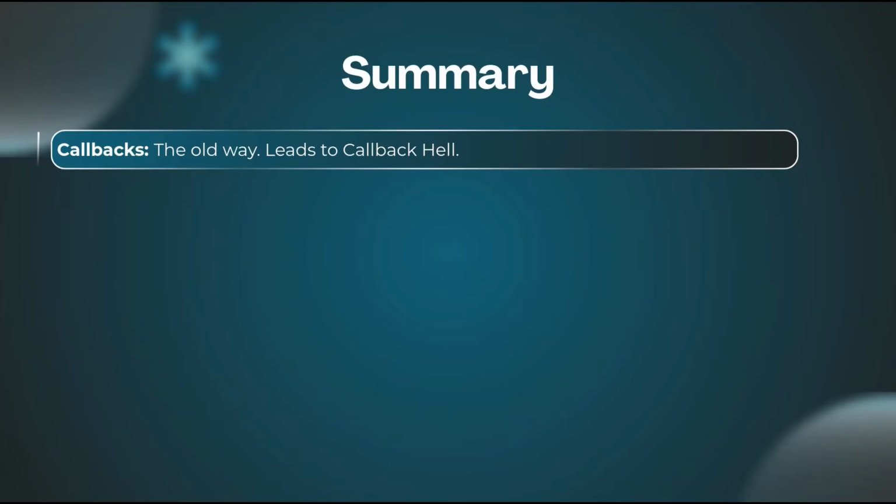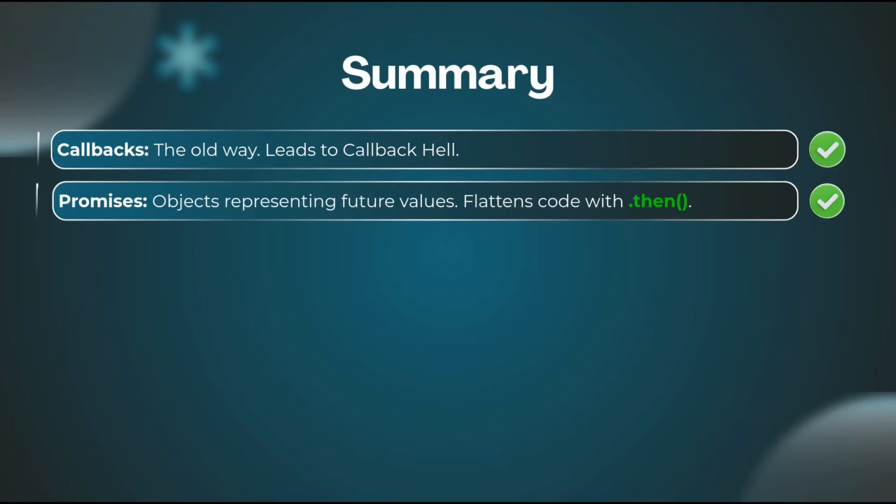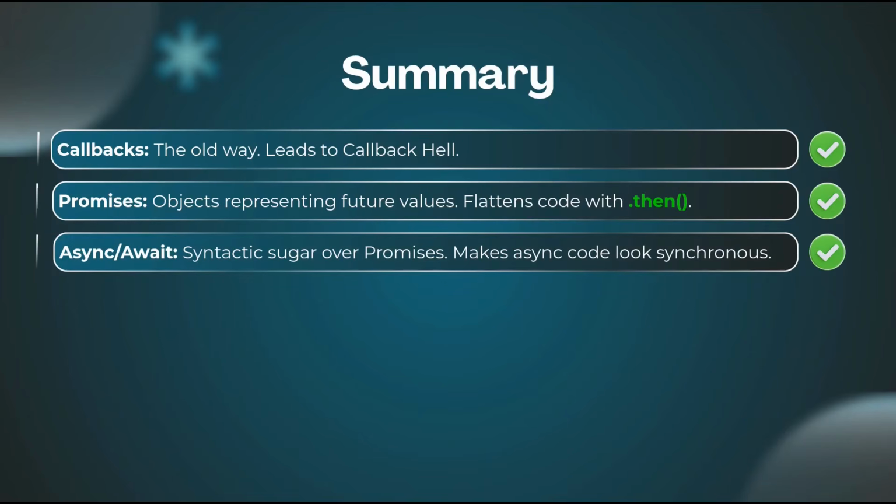So the old way was using callbacks, which led to callback hell, where you had multiple pyramid-looking structures with multiple error handling and things dependent on each other in wrong ways, hard to manage, hard to develop, and hard to look at. We moved on to promises. Promises are objects representing future values. They flattened code with dot thens and caught errors with dot catches. But still, it looked a bit uninteresting.